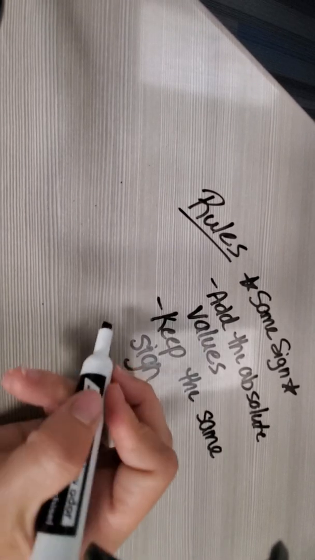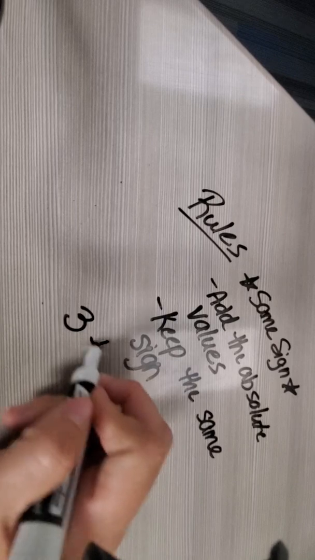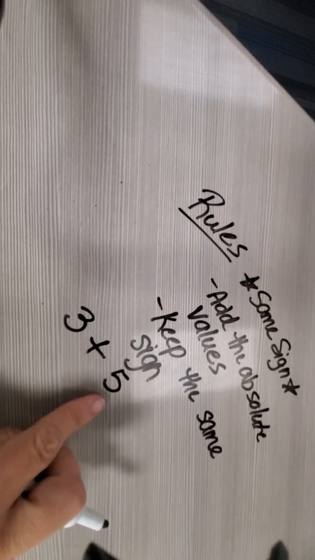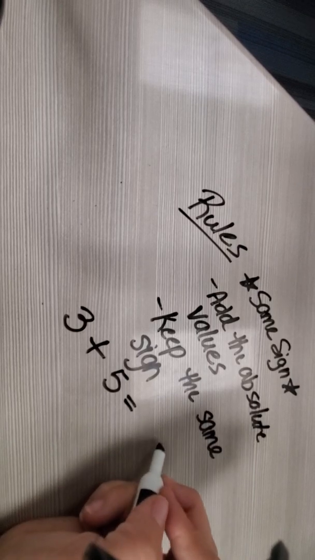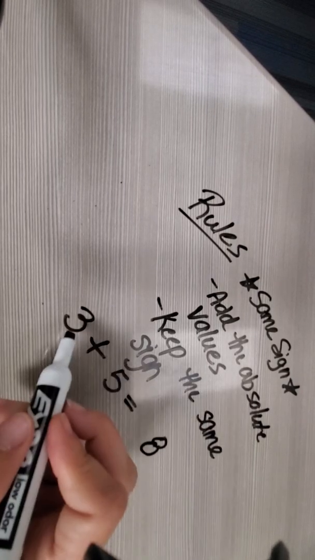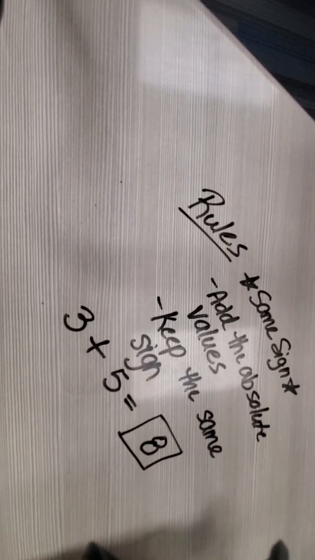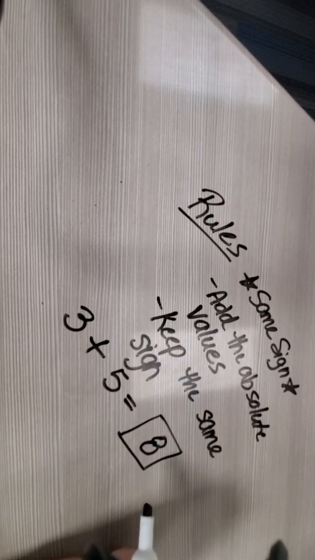So if we had a very common problem like 3 plus 5, same sign, they're both positive numbers. Add the absolute values, keep the same sign. So they're both positive, so your answer is positive, all right? You learned how to do that in what, kindergarten?